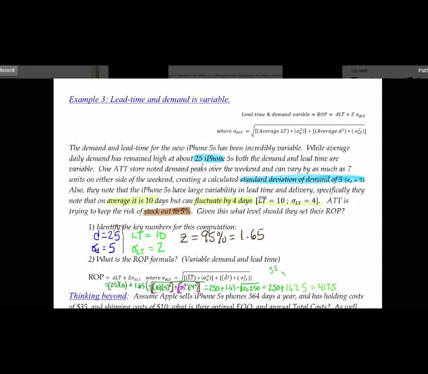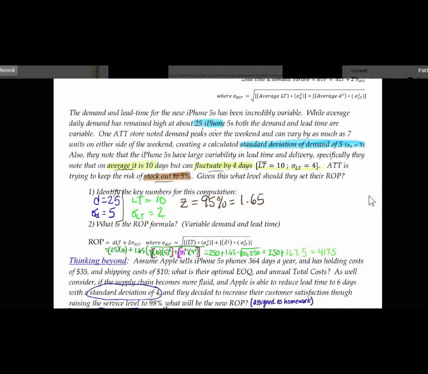And then we've got the lead time with its average of 10, and the standard deviation of lead time being 2. Those are both in green, and I've got them highlighted here in green as well. And then the Z value set at 95% because we have a risk of stock out of 5%, which means we want to serve 95% of our customers, and that Z value would be 1.65. So now we have the key information that we need to set up our equation. Let's go ahead and move to setting that up.